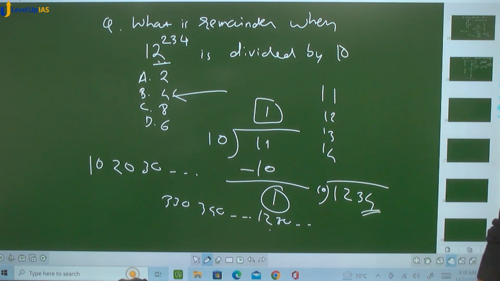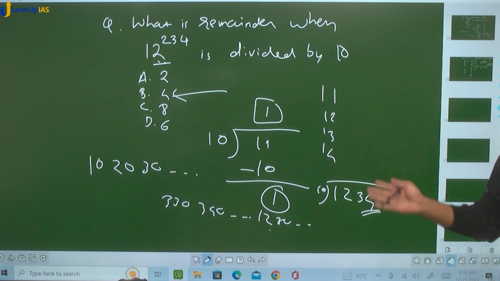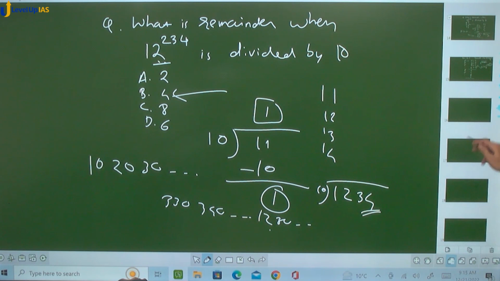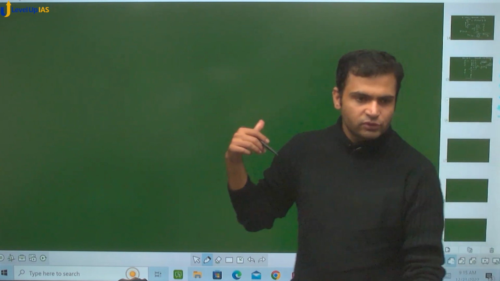No need to memorize. Questions would be asked either for 2 or for 3 or for 5 or for 10. They won't ask for other numbers. That is for sure. So this pattern we saw for 2.